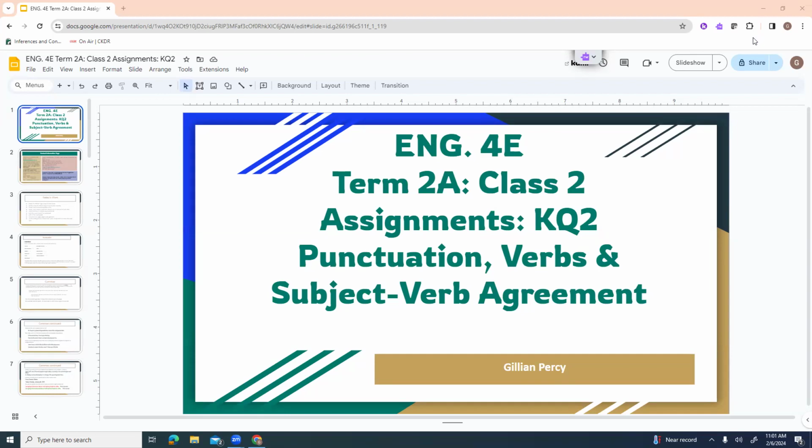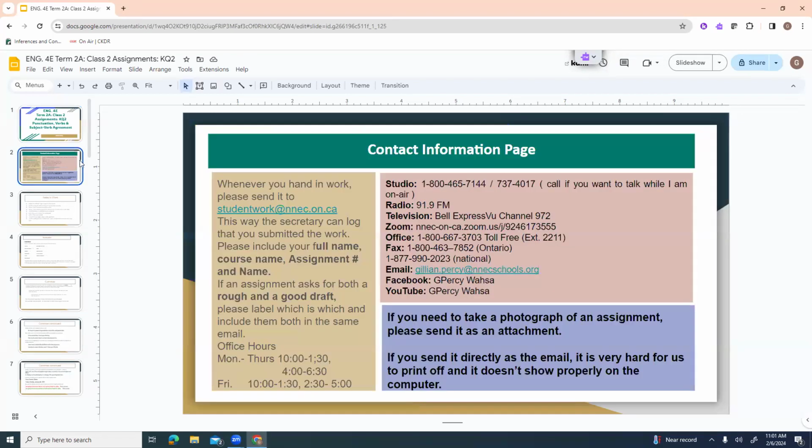Today we're going to be looking at assignment KQ2. We're also going to be looking at punctuation, verbs, and subject-verb agreement. I am Jillian Percy, and here are all the ways to contact me.